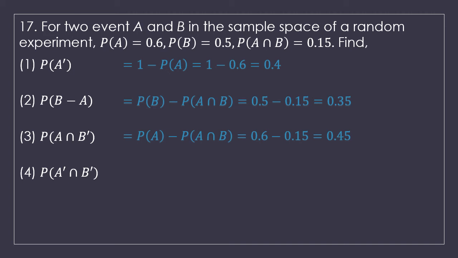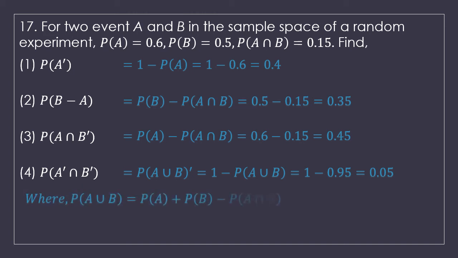The fourth question is P(A dash intersection B dash). The formula for this is (A union B) dash, which converts into 1 minus P(A union B), that is 1 minus 0.95, which is equal to 0.05. Now if you are wondering where I got this 0.95 from, it is the A union B formula. I will explain it here. That is P(A) plus P(B) minus P(A intersection B), which will be 0.6 plus 0.5 minus 0.15, that is 0.95. This value I used in the above equation.